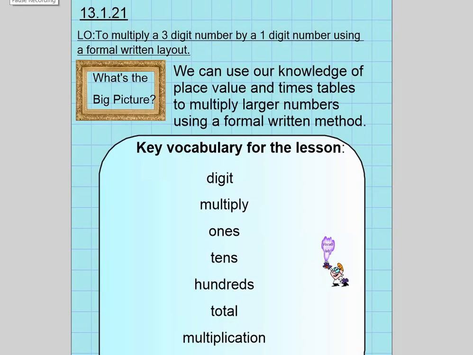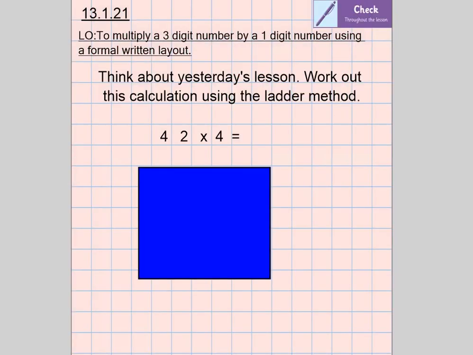What's the big picture? We can use our knowledge of place value and times tables to multiply larger numbers using a formal written method. Our key vocabulary for the lesson: digit, multiply, ones, tens, hundreds, total and multiplication. Think about yesterday's lesson. Work out this calculation using the ladder method. Jot it down and then come back to see.